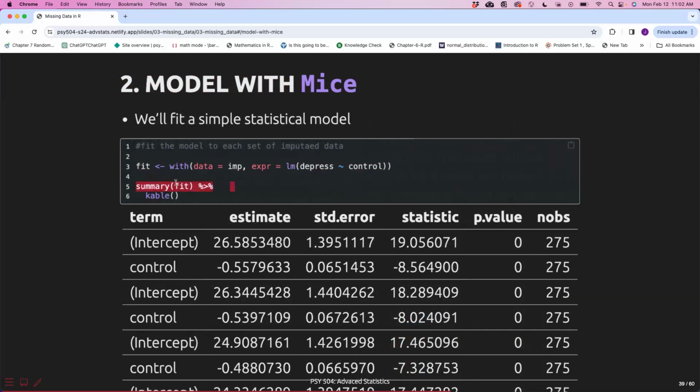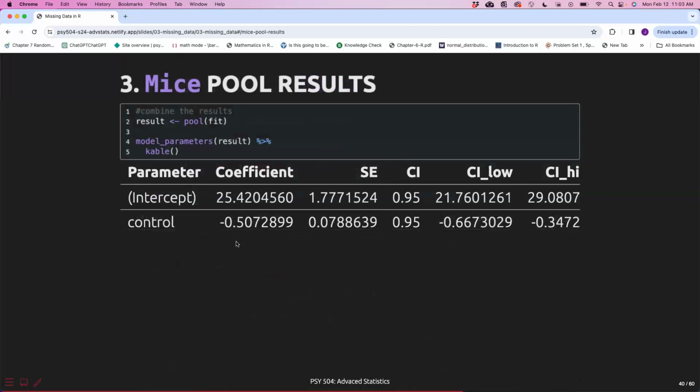Then if we take that fit object and output a summary, what we'll see is 5 different regression outputs, right? So it's performing regression on each of our imputed data sets, and that's what we see here. Then what we do after this is pool all of our results together using this handy pool function, using those rules that I already talked about, which show how you can combine all these things. But again, we're just taking the average of all of these. And then we can output basically one summary of our data set. So this is what we would report.